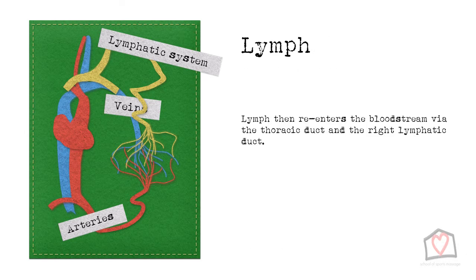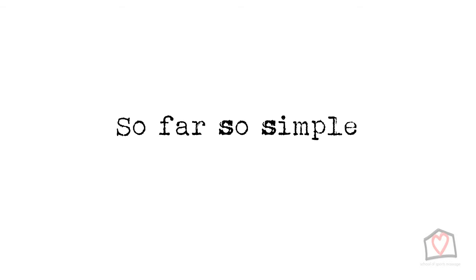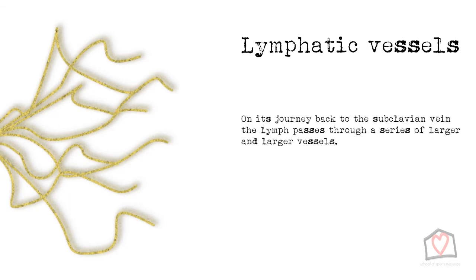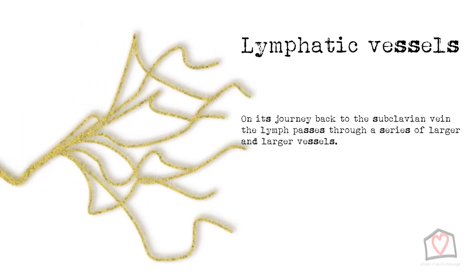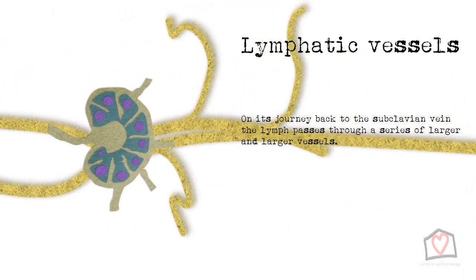All lymph will re-enter the bloodstream via the thoracic duct and the right lymphatic duct, which feed fluid into the subclavian vein, which sits underneath the clavicle. So far, so simple, but that only explains one element of the system. On its journey back to the subclavian vein, the lymph passes through a series of larger and larger vessels, from capillaries to vessels to trunks.